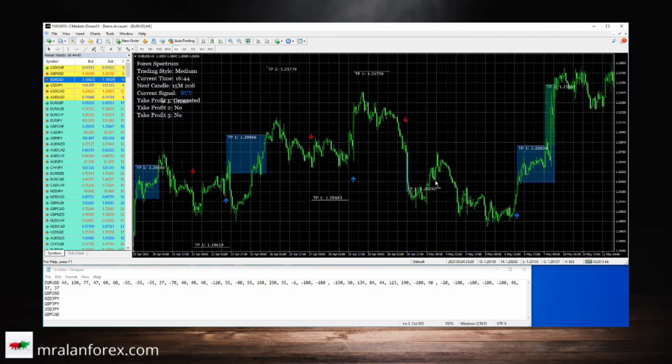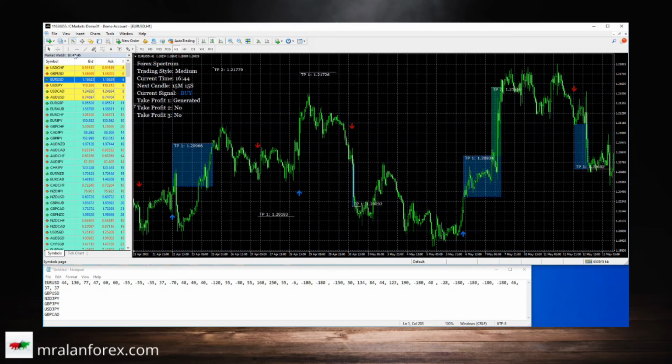Okay, now we have a nice move here. So we get our 43, 108, 17. 43, 17. We've still got one trade that's running, but that gets closed here for 78 or 79.